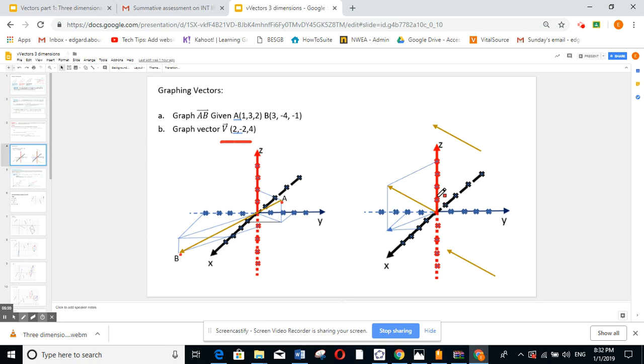Then you go to the elevation 4. You do parallel to the diagonal, and then you join it. So this will be the end point of the vector. This is the starting point of the vector. So you join it, and this will be a vector.